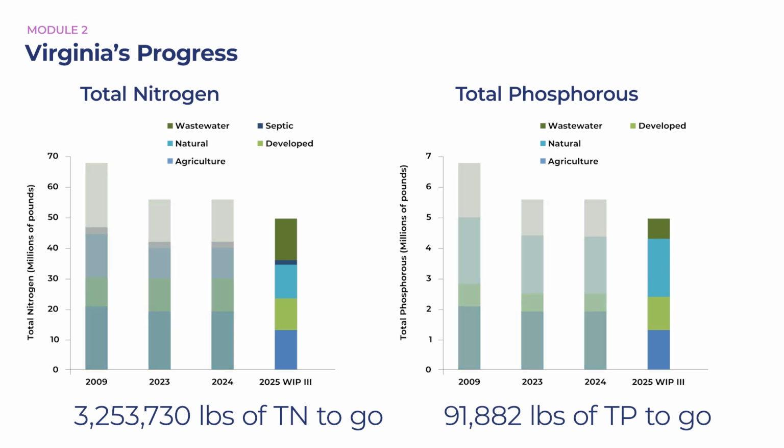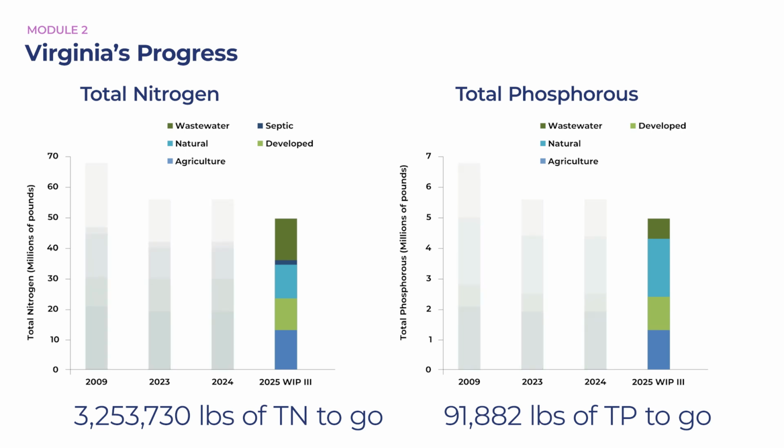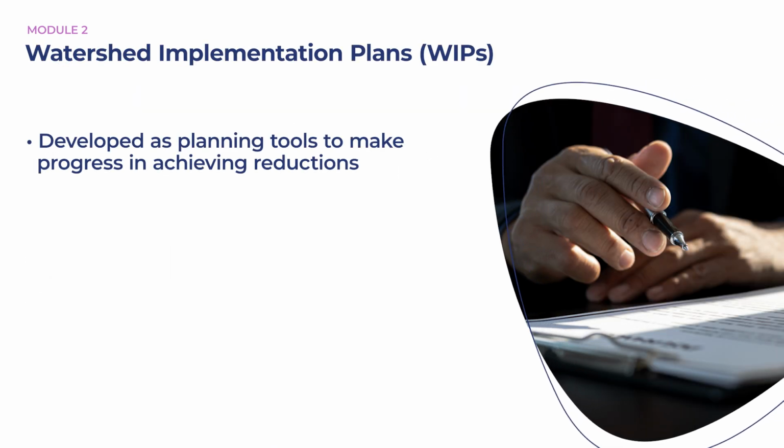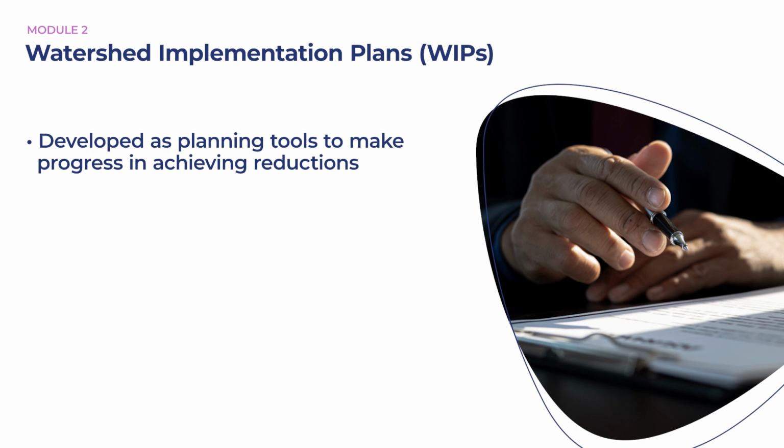The final bar on the far right of both charts shows what the Phase 3 Watershed Implementation Plan, or Phase 3 WIP, projects for loads if best management practices, or BMPs, outlined in that plan are implemented. Let's learn a little more about WIPs to see how Virginia got to those numbers.